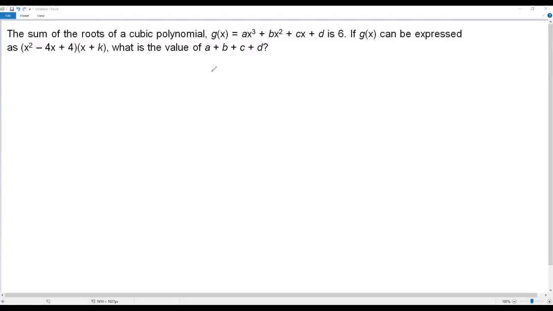The sum of the roots of a cubic polynomial g of x equals ax cubed plus bx squared plus cx plus d is 6. If g of x can be expressed as x squared minus 4x plus 4 times x plus k, what is the value of a plus b plus c plus d?